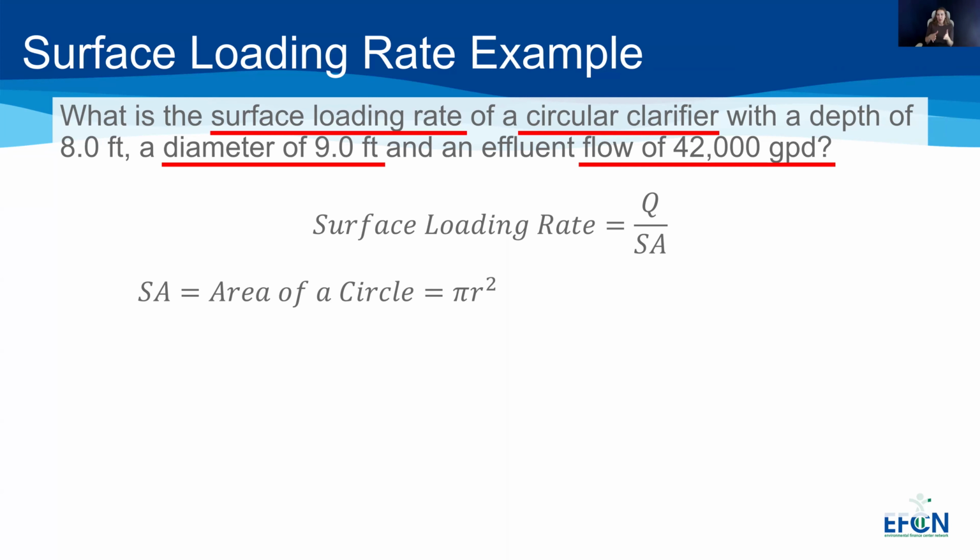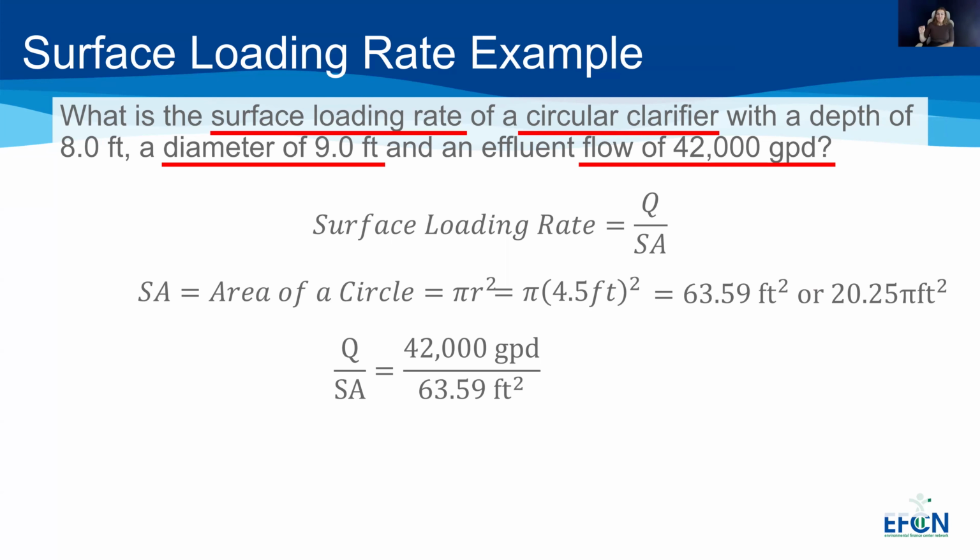So you can either calculate the surface area by multiplying 0.785 times the diameter squared, or, the way I like to do it, pi times r squared. If you'll remember, the radius is equal to half the diameter, so that's why I plug in 4.5 feet here. We square the 4.5 feet, multiply that by pi, and that equals 63.59 square feet, or 20.25 pi feet squared.